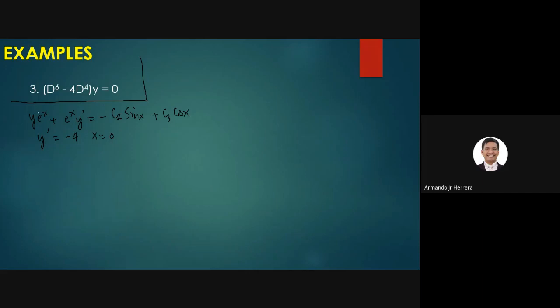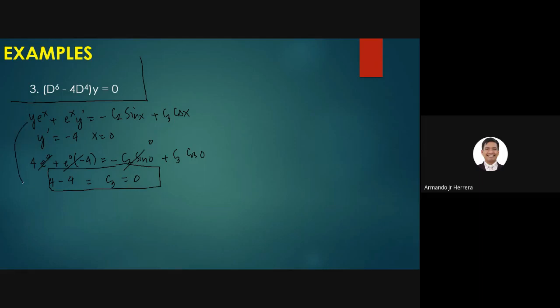So when x is 0, the value of y natin kanina ay 4. So substitute natin, y is 4, e to the 0 plus e to the 0 times y prime is negative 4 equals negative C2 sine x, that's 0 because sine 0 is 0, plus C3 cosine 0. That's 0. That's 4 minus 4 equals C3. Then C3 is 0.